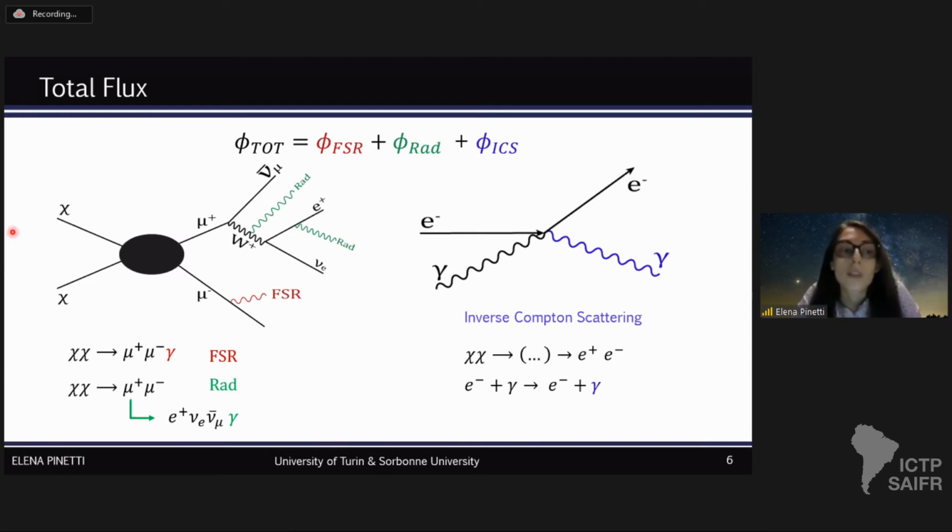So let's take, for instance, 2 dark matter particles which annihilate into muons. They can radiate a photon, and this is the so-called final state radiation. But they can also decay, and the W boson or the positron can radiate a photon as well. And this is the radiative decay emission. Final state radiation and radiative emission make up the so-called prompt components. And then we have the secondary component, which is the inverse Compton scattering, on which I will say some more words in a minute.